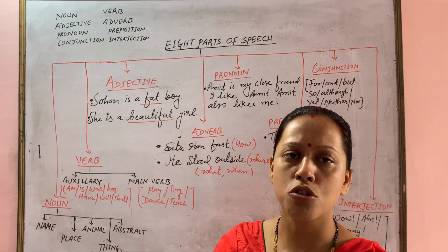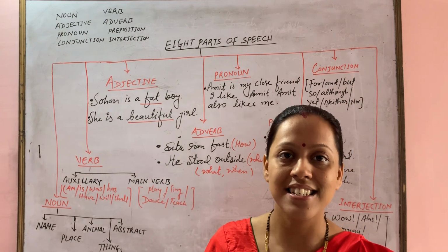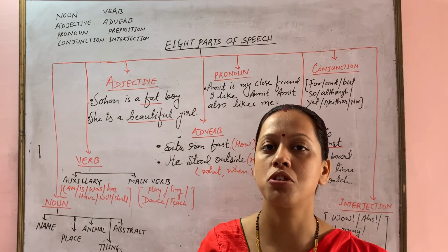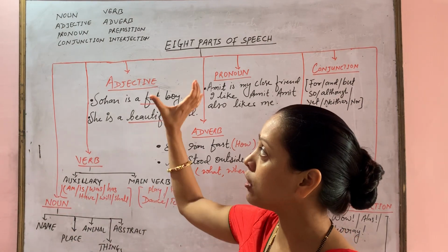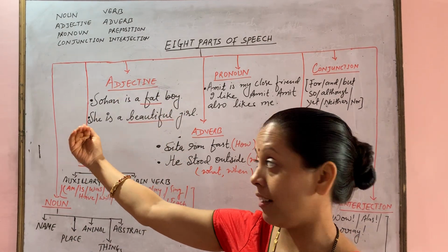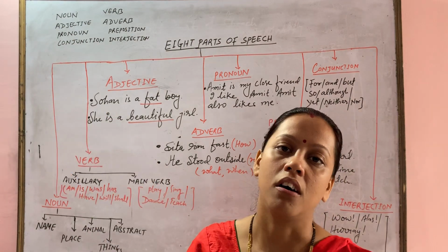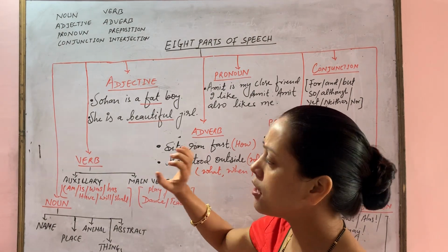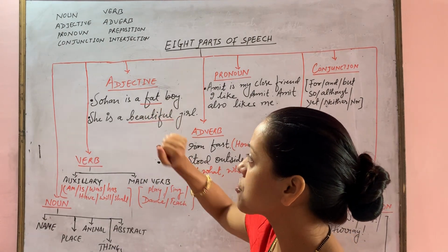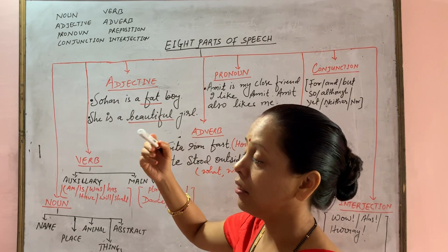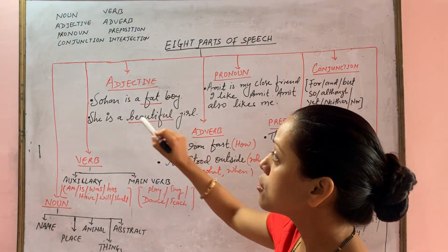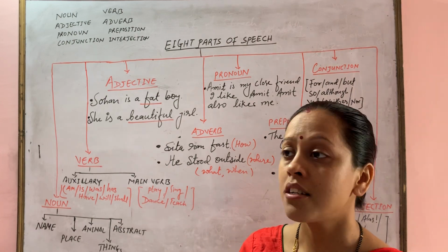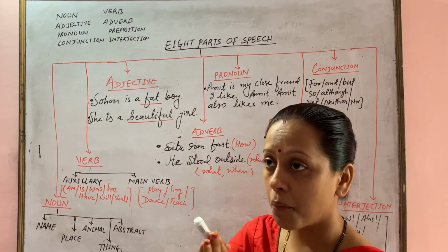In adjective also we have different categories of adjective. I have not explained you here, but as I will be uploading the next video, I will be taking the topic adjective in a proper manner. We'll be dealing with the subparts. Here you just understand anything that describes about the noun or pronoun is adjective. Sohan is a fat boy. Fat over here tells us about Sohan's appearance.